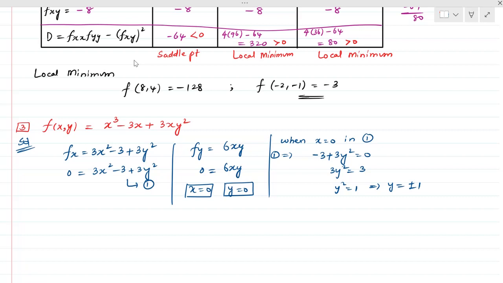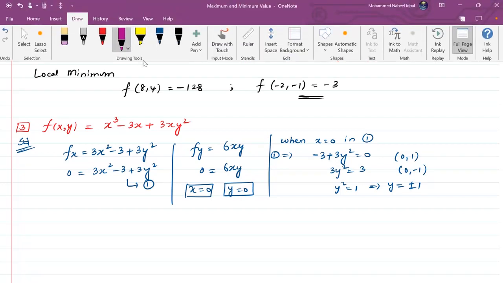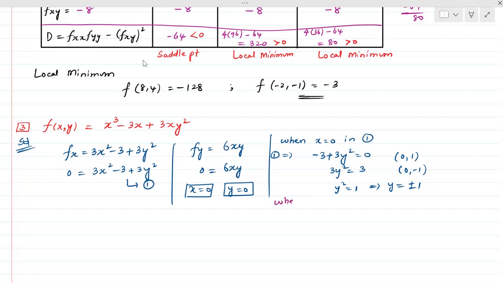What are the points here? You will get (0, 1) and (0, -1). So these are the 2 points. Now similarly, when you substitute y equals 0, what happened here? When y equals 0, what will we get?